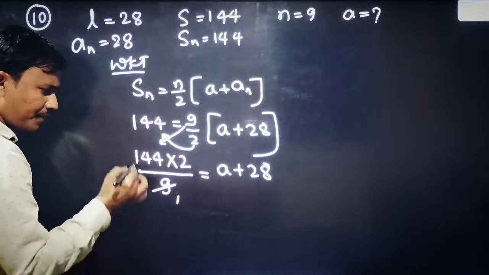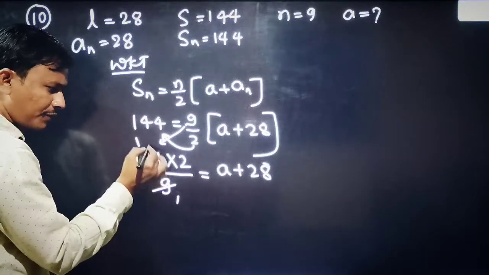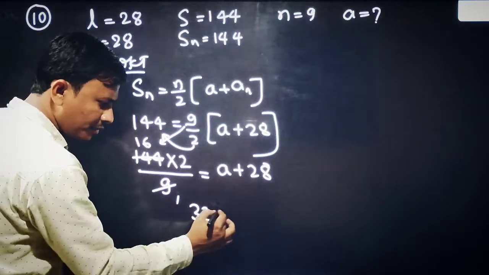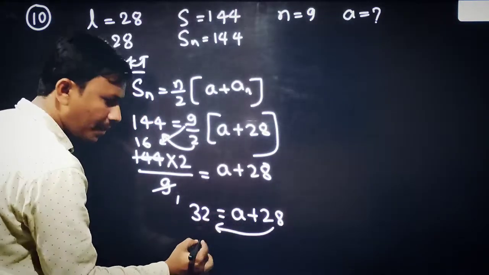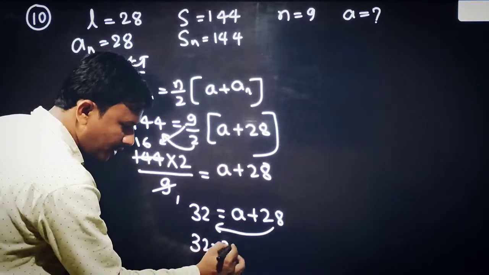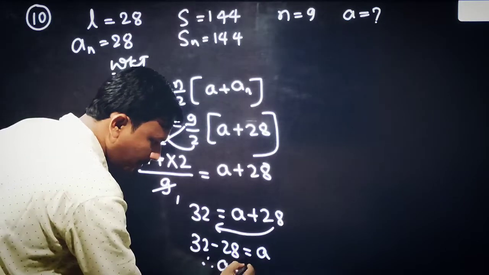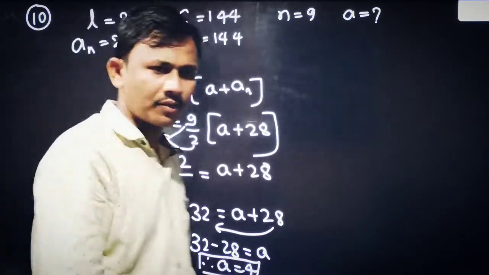9 ones are 9, 9 ones are 9. Then 5 remaining 54, 9 sixes are 54. 16 twos are 32 is equal to a plus 28. Plus 28 it will become minus. 32 minus 28 is equal to a. Therefore a is equal to 4. We got a value. Check it out.